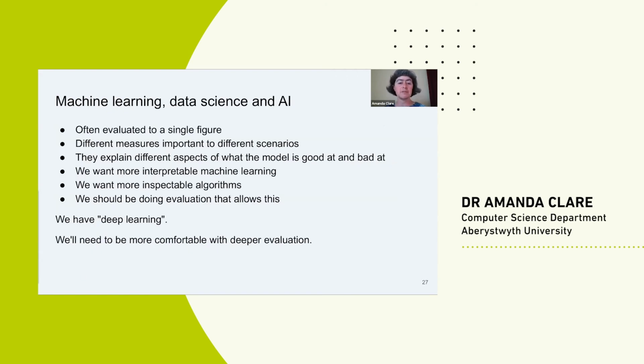And so, yeah, what working with sequences over the last few years has shown me is that so much of machine learning and data science and AI, when I look at how we evaluate this, so much of the typical learning is evaluated to a single figure, or maybe 2 or 3 figures. But actually, there's a whole load of different measures that are important to different scenarios. And each of these measures explains something about the system.